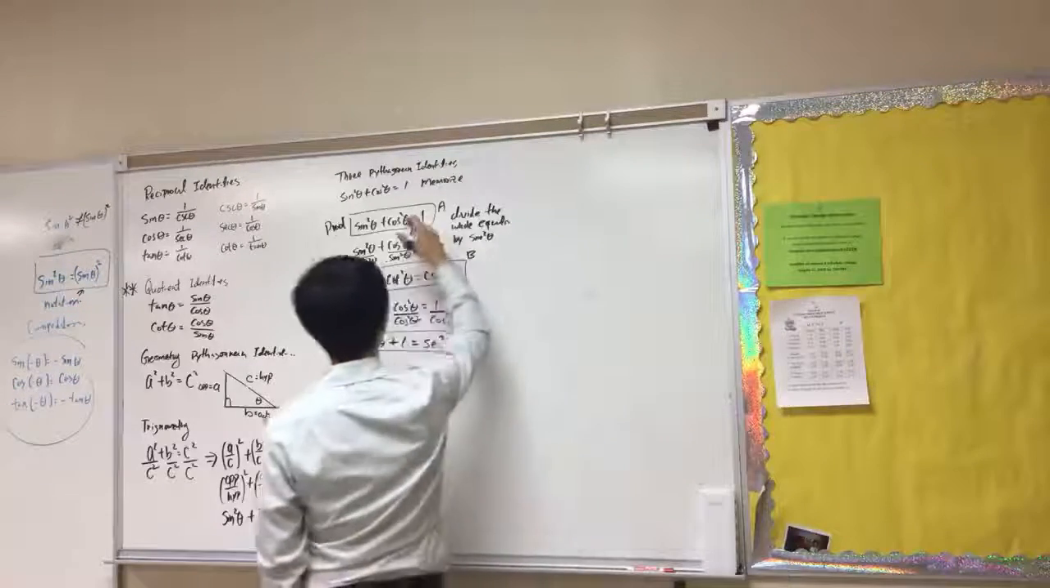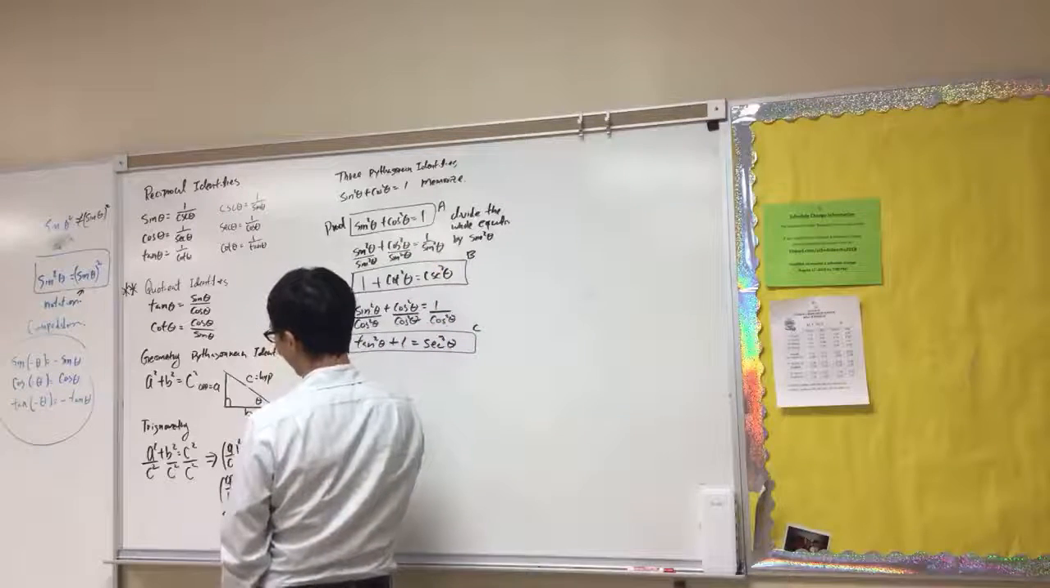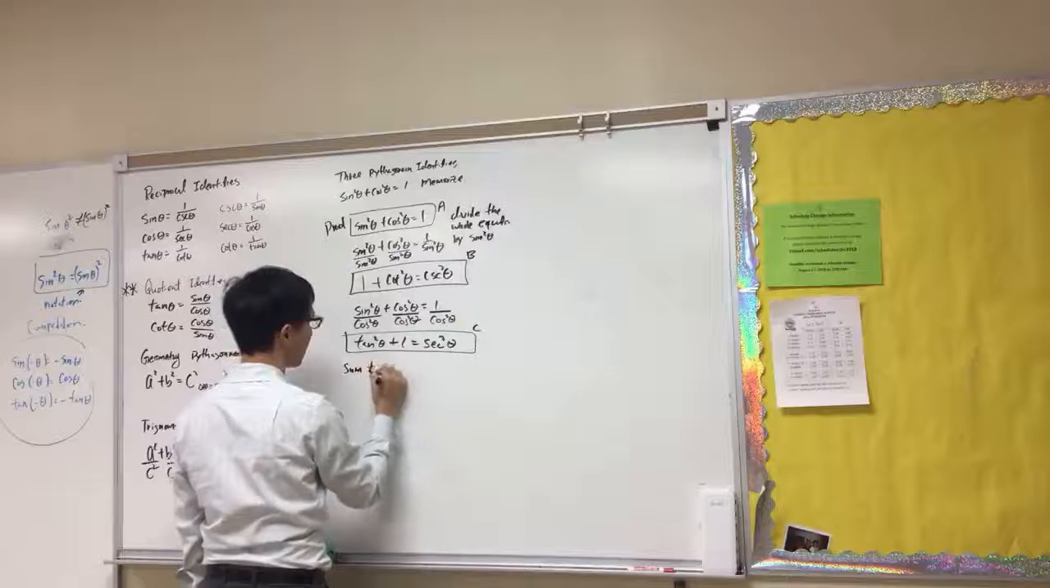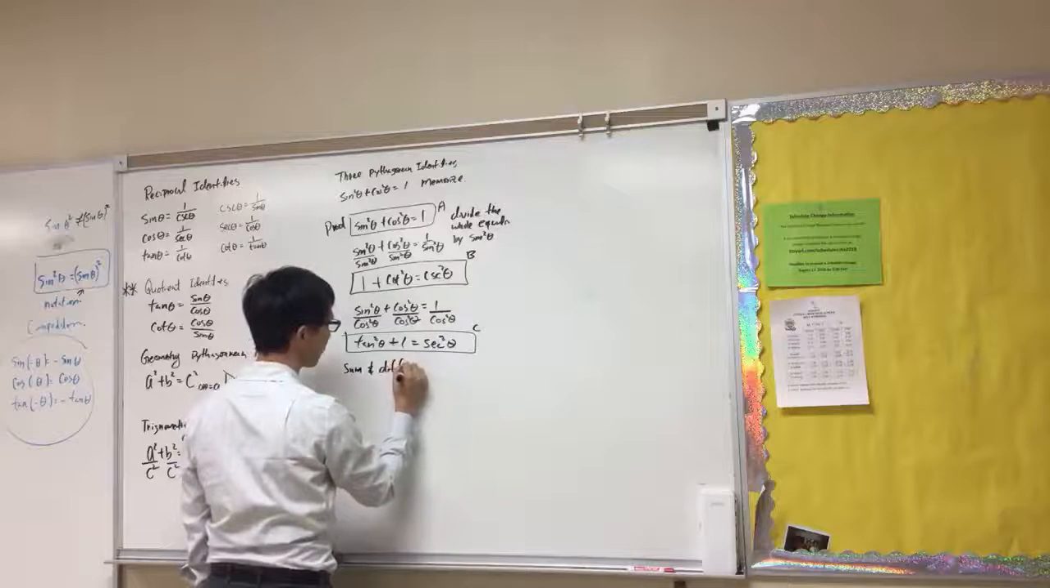Okay, so A, B, C. So we know those 3. What else do we need to know? Sum and difference formulas. Now this one you have to memorize.